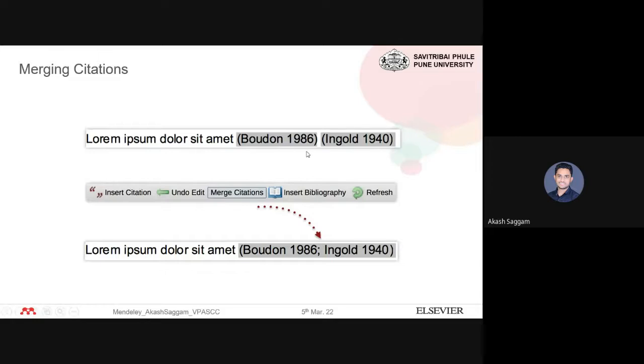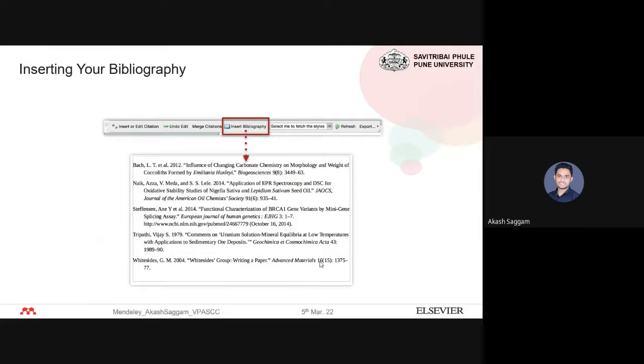Also, if you have more than one citation, those citations can be merged together like this. Initially it had 1986 in bold and 1940 in bold. That became like this, just separated by a single semicolon. So that is what this option does.